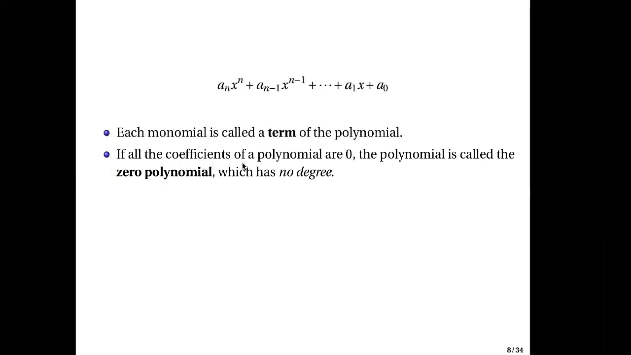Next, if all the coefficients of the polynomial are 0, the polynomial is called the zero polynomial. And in that case, we say that the polynomial has no degree. The zero polynomial has no degree, and I will explain later on why we say that the polynomial has no degree.